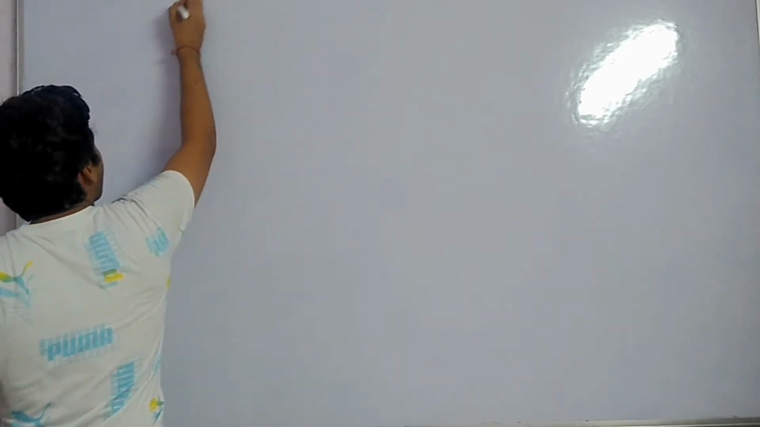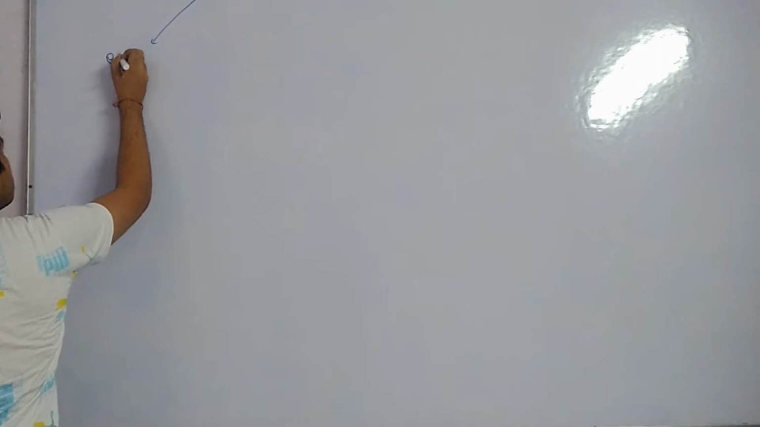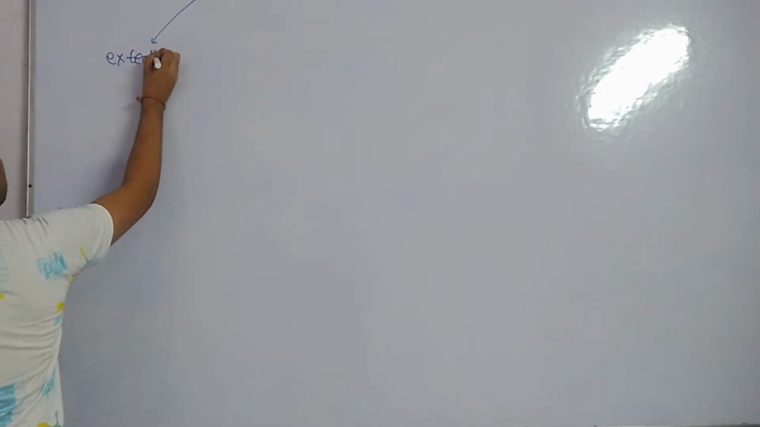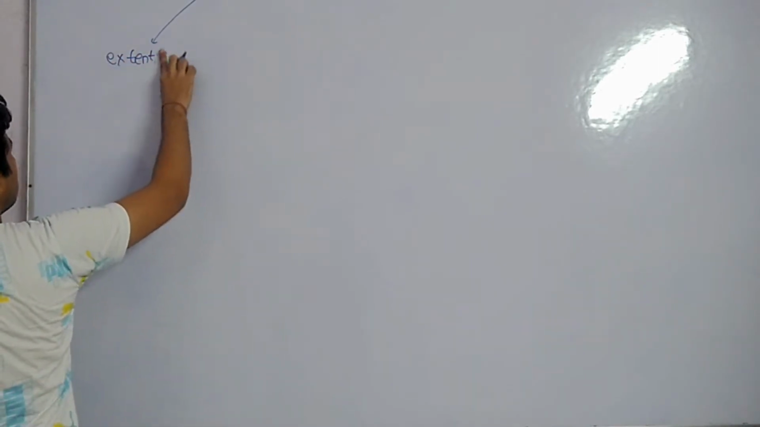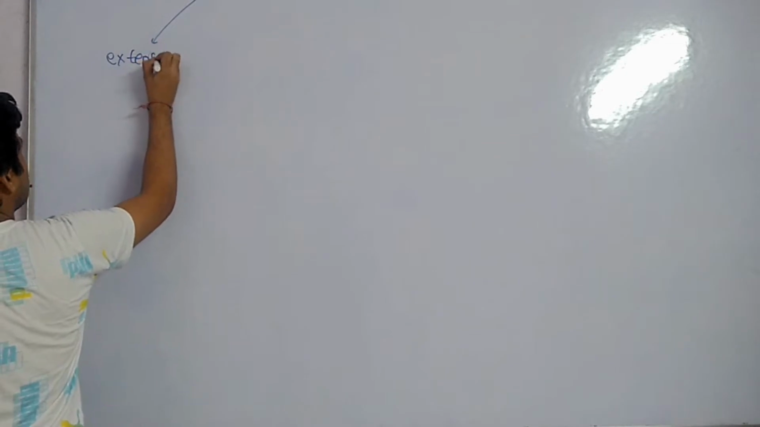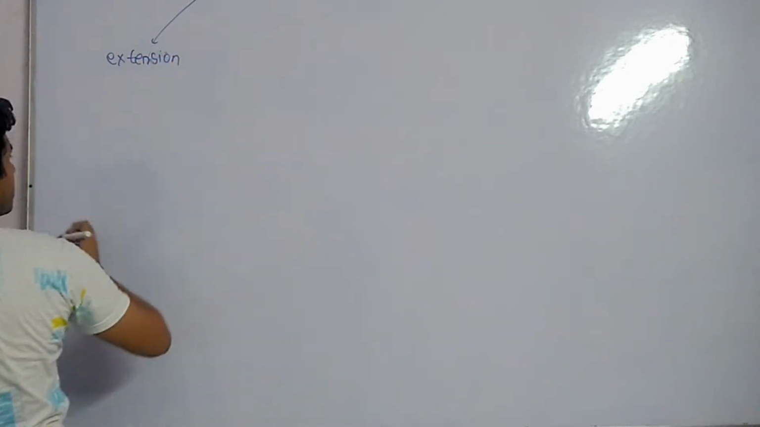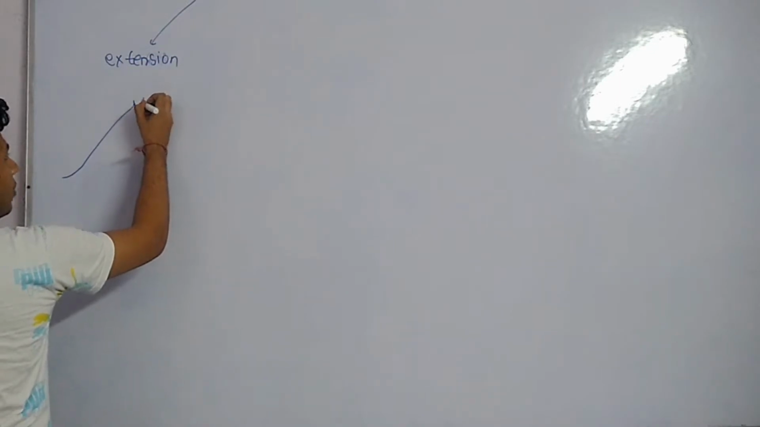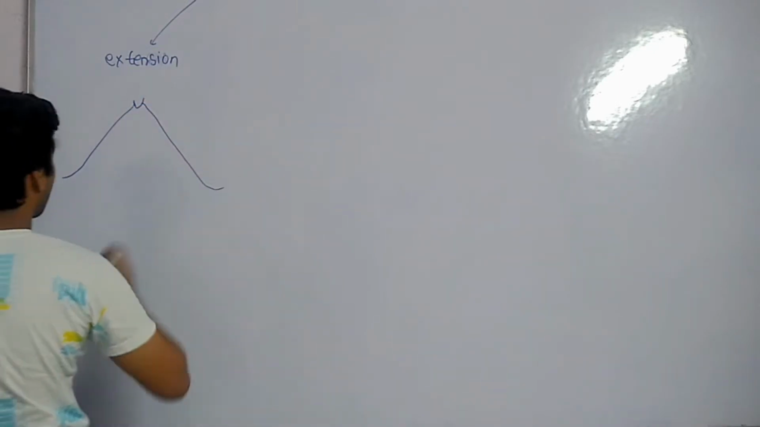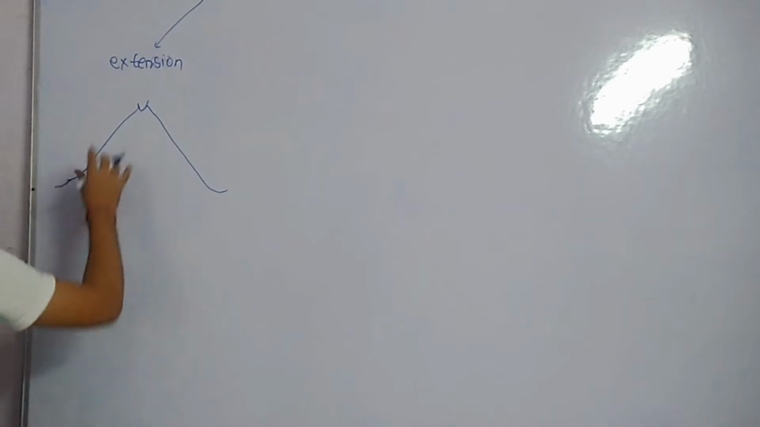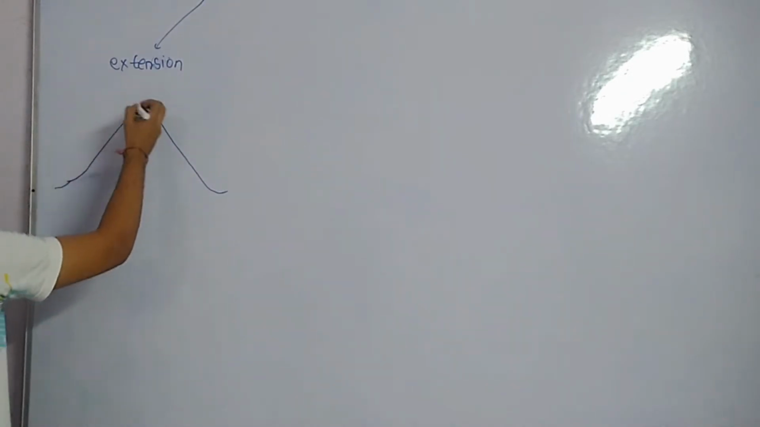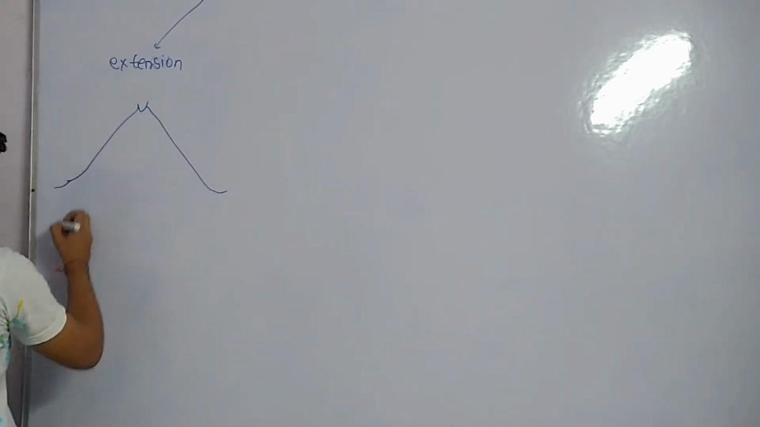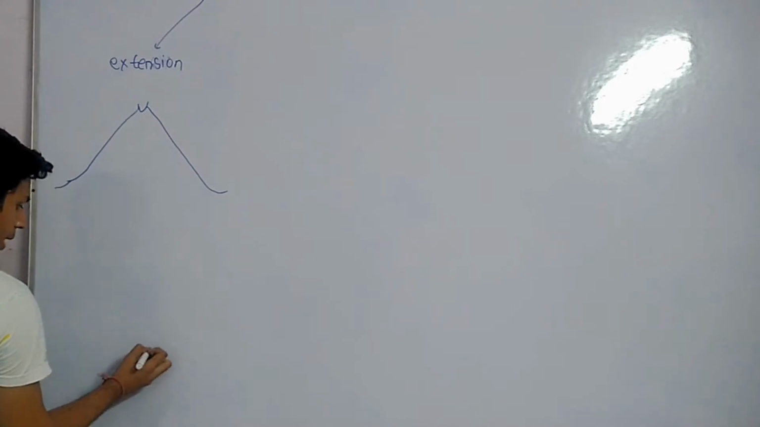पहले इसका एक्सटेंशन देखते हैं. Extension. So extension में first we know this is costal margin, this is xiphoid process, and this is again costal margin, right and left. So it extends from costal margin and xiphoid process to the near pelvic brim.